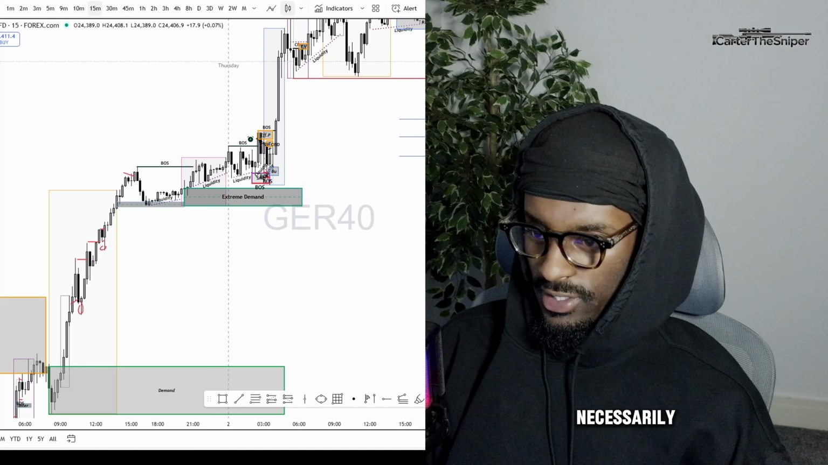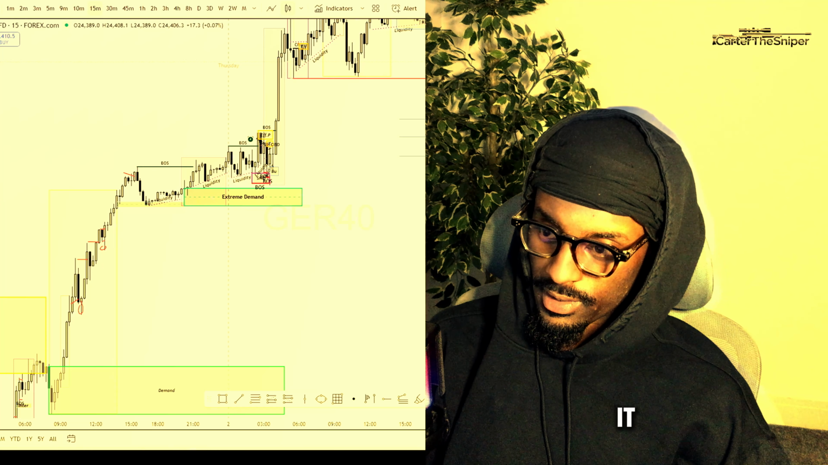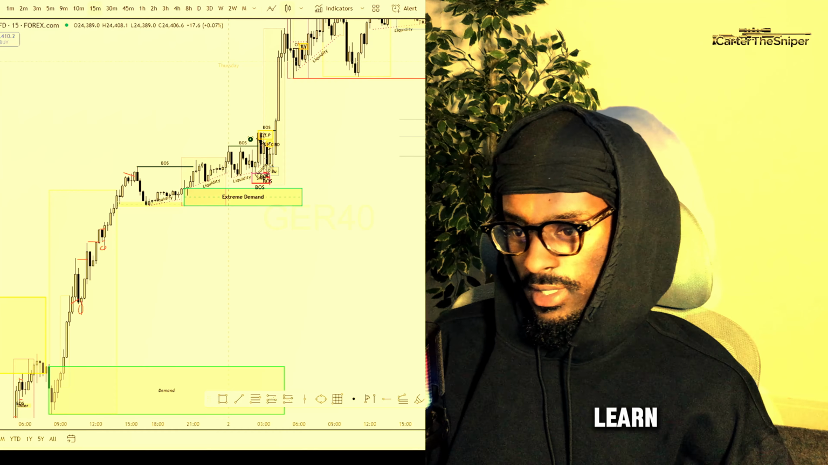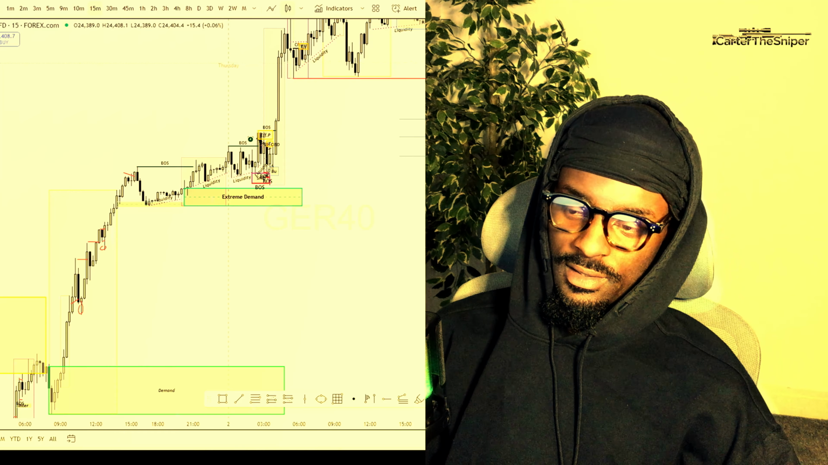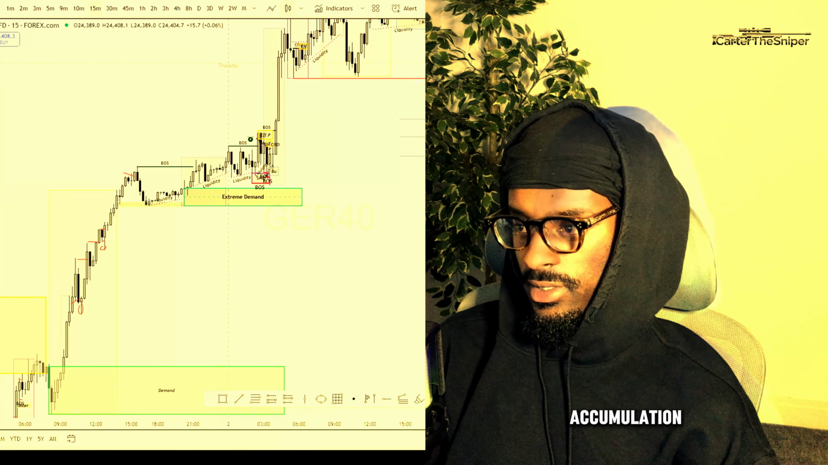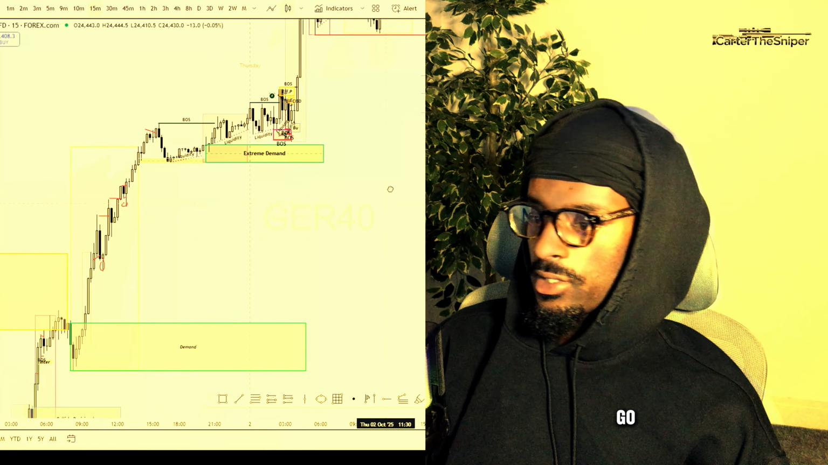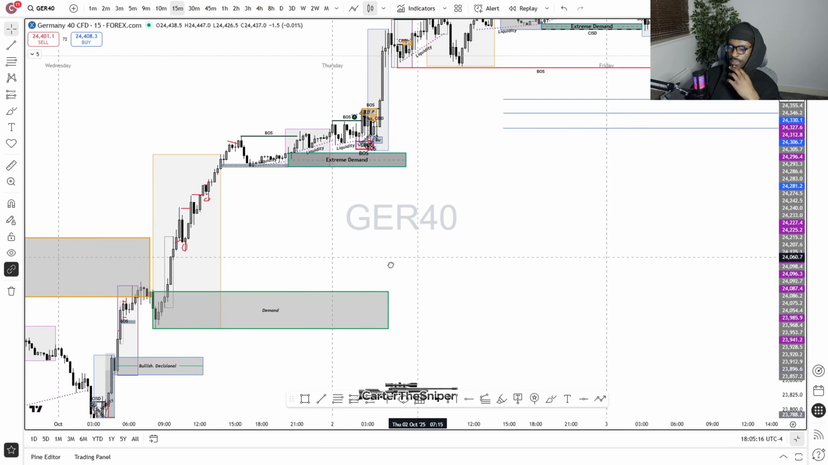Not necessarily using Wyckoff, because I don't know what that is. It works. I'm not saying it doesn't work. It works, but I didn't have time to learn it. So basically, what I found was how to know whether it is a bullish accumulation or a bearish accumulation. But let's go into it.